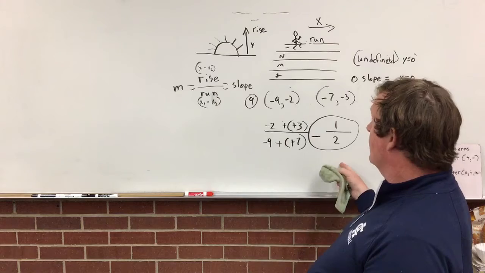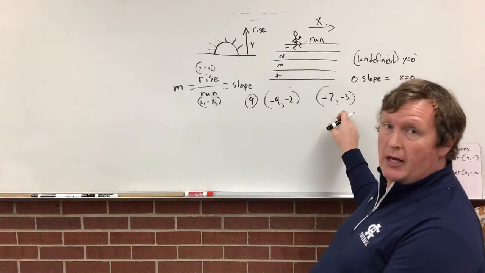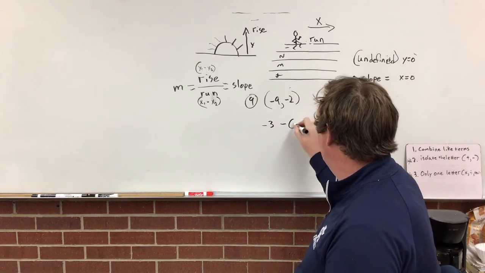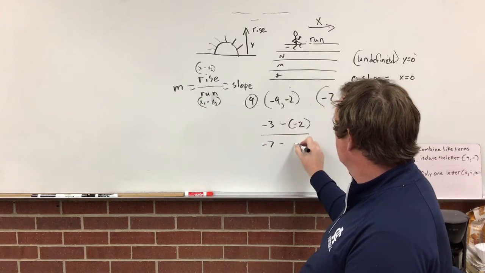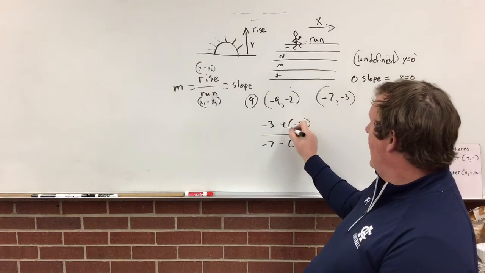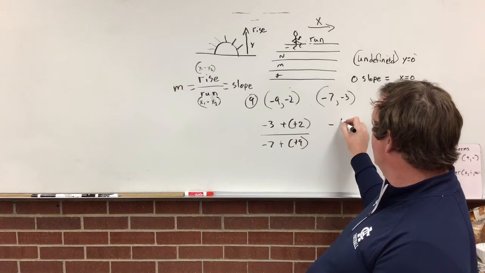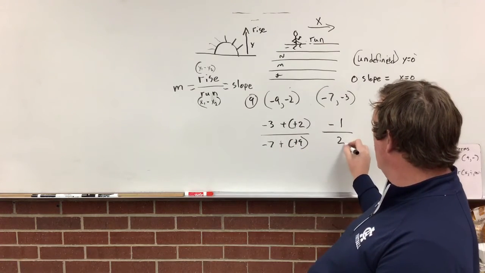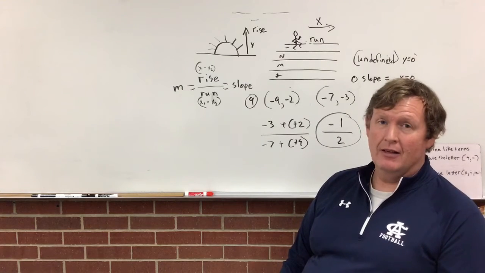Okay, so the same answer here, but let's look at 9 again. But this time, let's use this one as the first number, and I'll show you it doesn't matter. You've got -3 minus a -2 now, and then -7 minus a -9. Watch what happens. Add the opposite, add the opposite. -3, +2, that gave me a -1 here. -7, +9, that gives me a +2 here. I still get a -1/2.